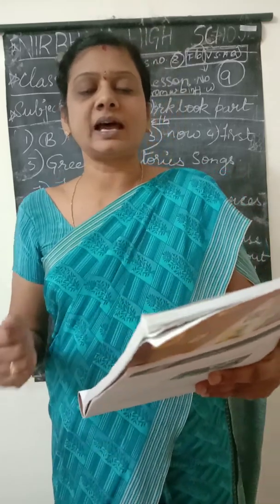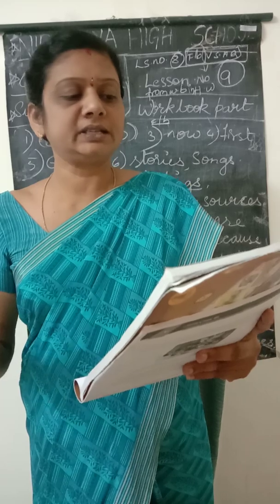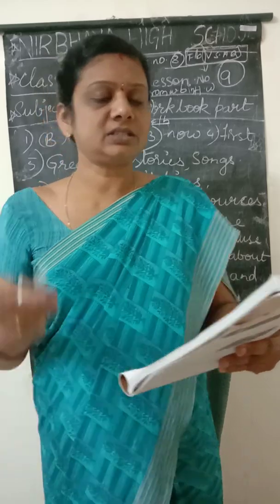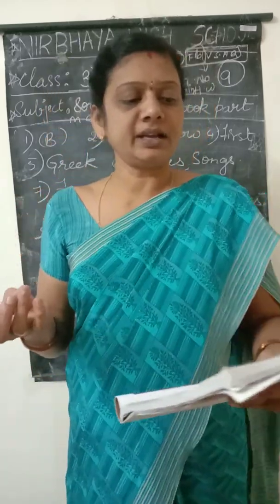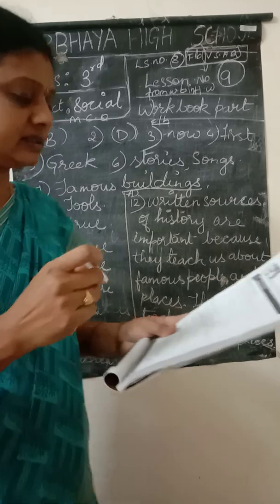Multiple choice question it is. Which of the following shows a line on which events are marked in the order in which they took place? The four options are given there, children: lifeline, timeline, number line and future. Which one is correct in that? Yes, B is correct.